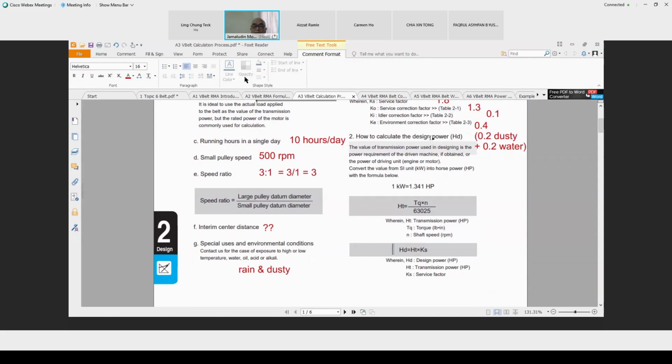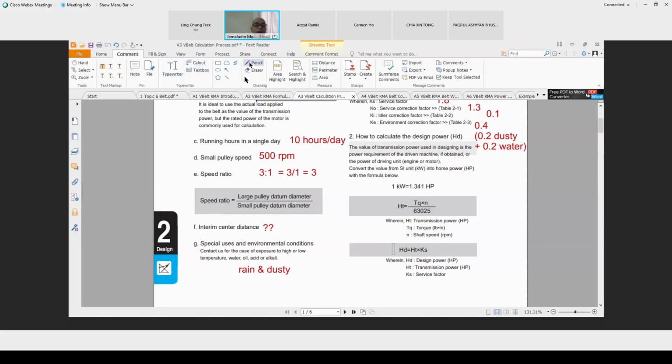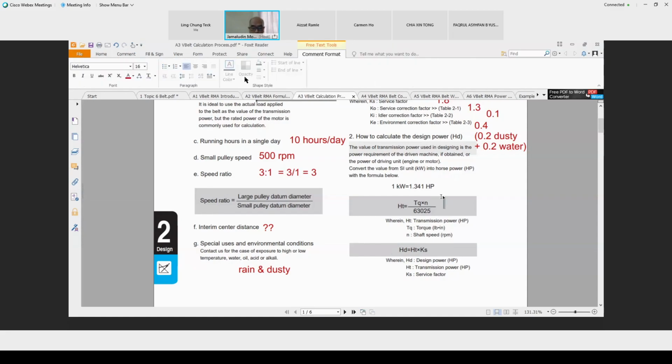Then how do we calculate design power? Remember, the design power is going to be based on the transfer power, using this equation, HT. This transfer power is based on the motor you have, because the power is transferred based on motors. But how much design power is needed there? Okay, that will be our design power.